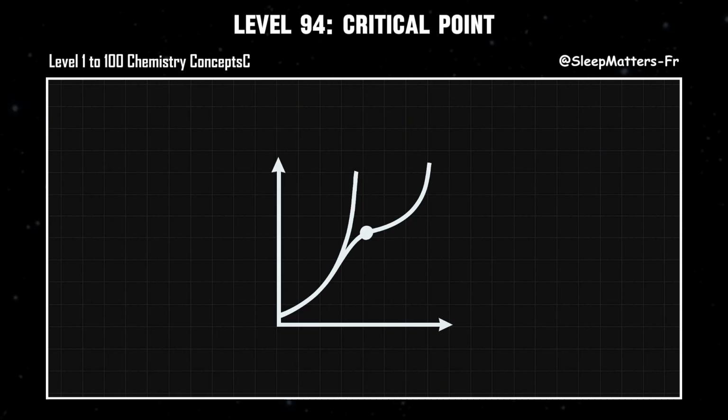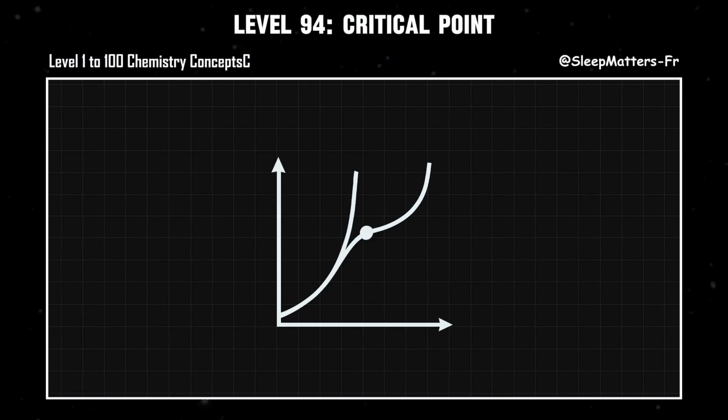Level 94. Critical point. The critical point is the extreme limit of temperature and pressure, where a substance stops behaving like a normal liquid or gas. It is where the line between liquid and gas disappears. Imagine a pot of boiling water. You see the water as a liquid at the bottom, and you see steam rising as a gas. But if you increase the temperature and pressure beyond a certain point, something strange happens.